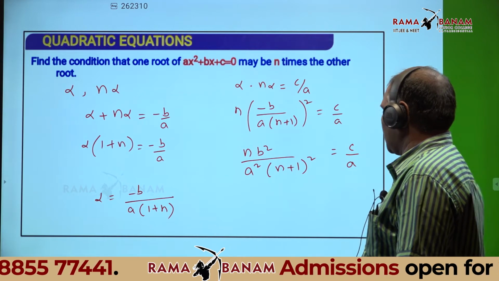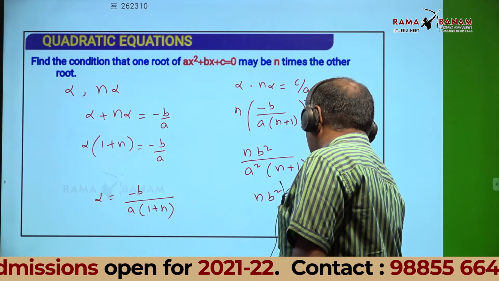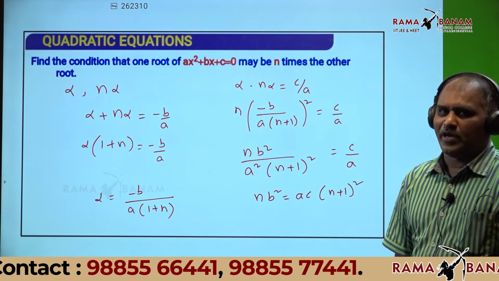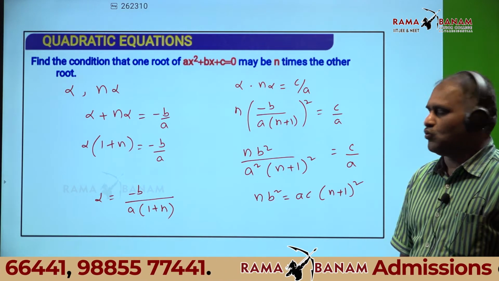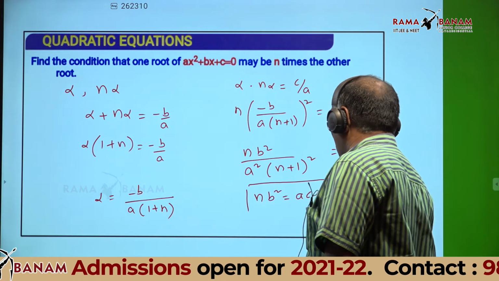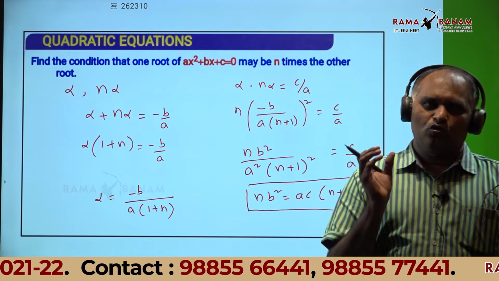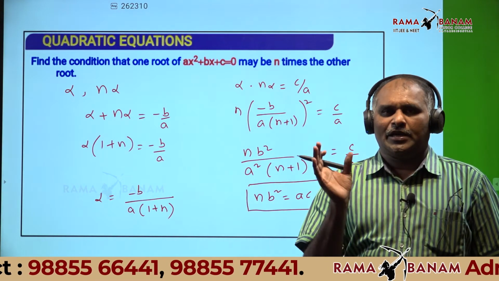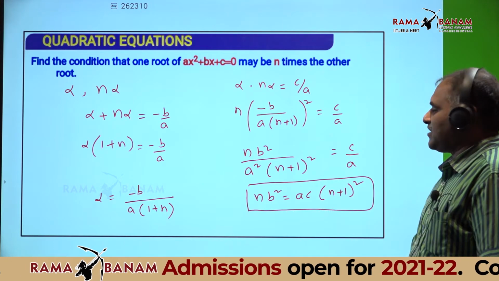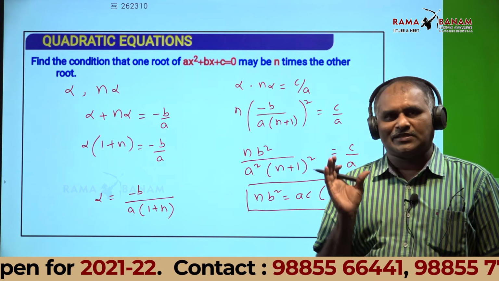One a cancels, cross multiplication gives nb square is equal to ac into n plus 1 whole square. This is the result for one root being n times the other. What is that result? Here nb square is equal to ac into n plus 1 whole square. This is also a result.